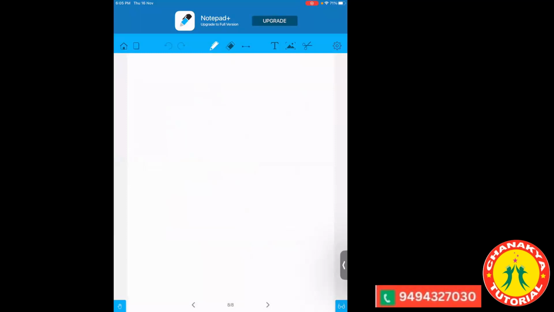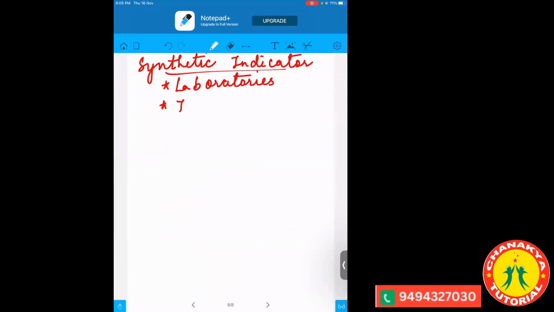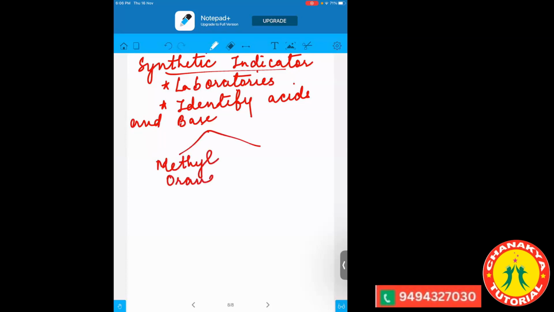Fine. Now, the synthetic indicators. Synthetic indicators are basically prepared in the laboratories. So, in the laboratories, they are prepared, and they are used to identify acids and bases. Now, as we have discussed already, two types will be there here. The first one is methyl orange and the second one is phenolphthalein. The color of the methyl orange is somewhere orange only.